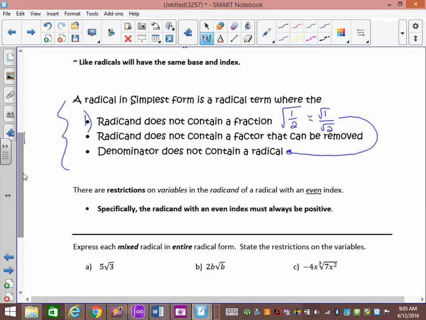And then the radicand does not have a factor that can be removed. So pretend on the test there was root 24. We could break that down to 4 and 6, right? So we could take a perfect square, a 4, out of it, then it's not in simplest form. So if you can break the number into a factor with a perfect square in it, it's not in simplest form. That's what this one means.